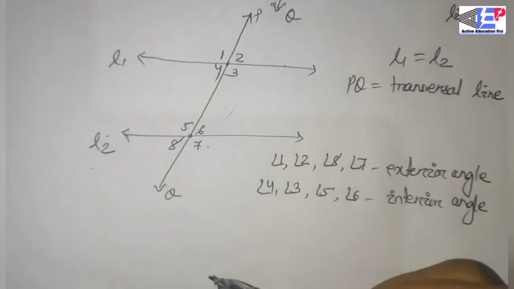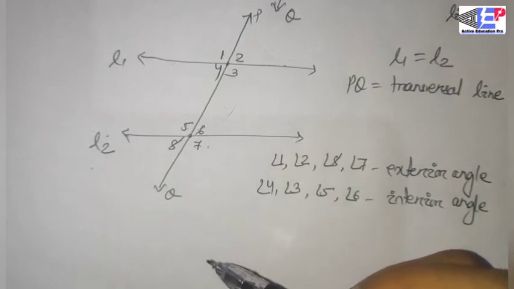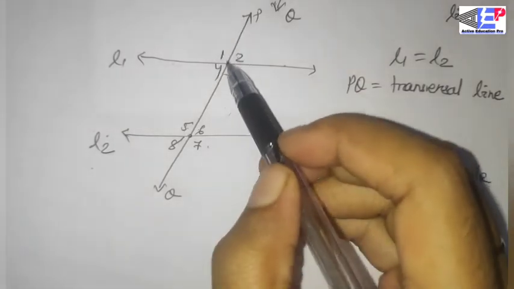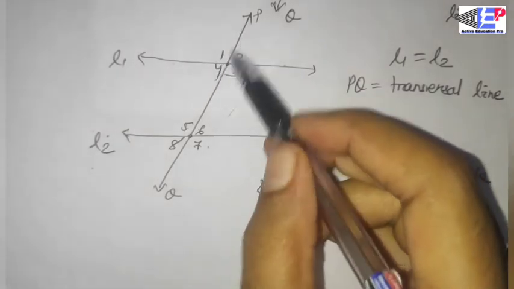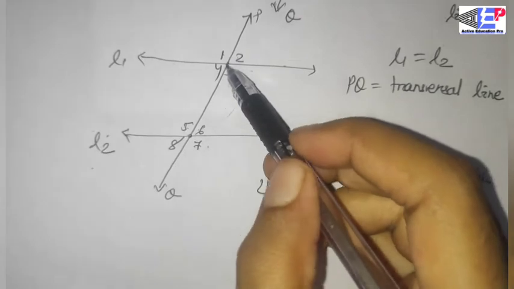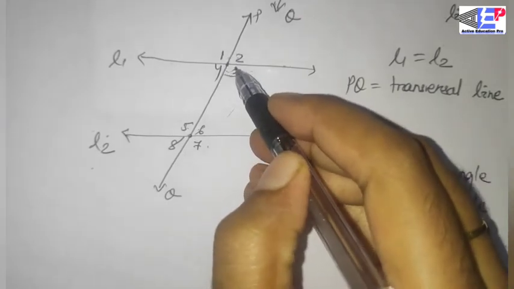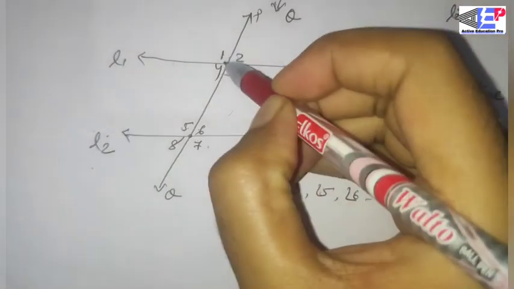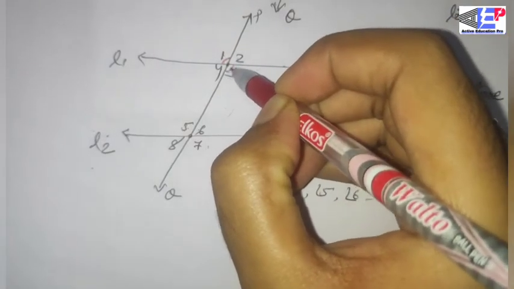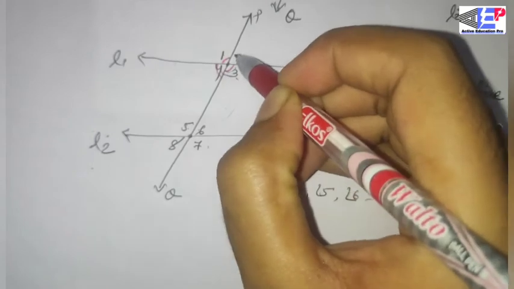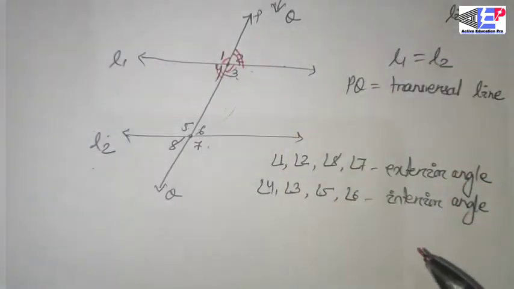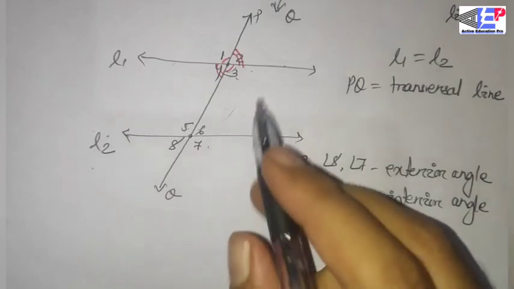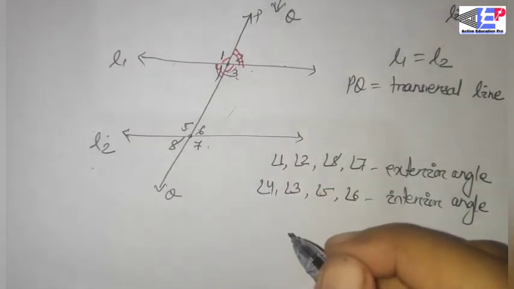Another type of angle is there: vertically opposite angles. Vertically opposite angles are the angles made by the intersection of two lines and opposite to each other, like 1 and 3, and 2 and 4. 1 is equal to 3 and 4 is equal to 2. Vertically opposite angles are equal in amount.